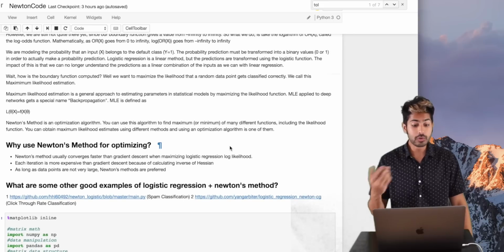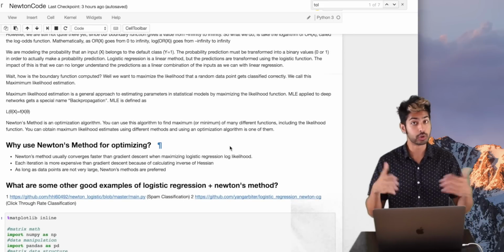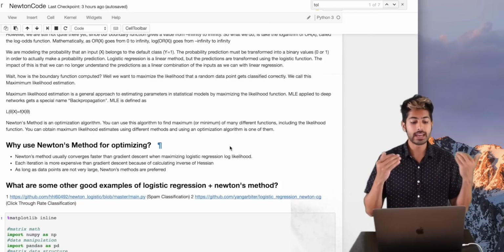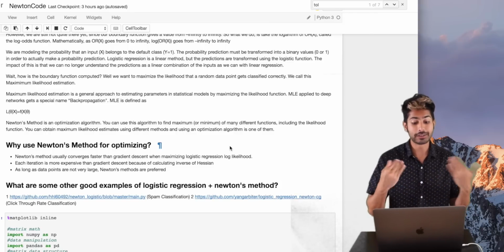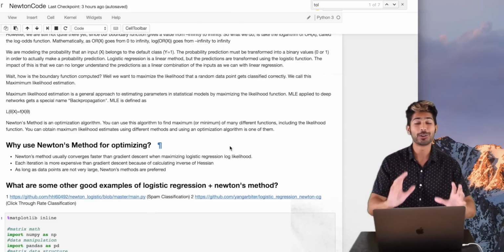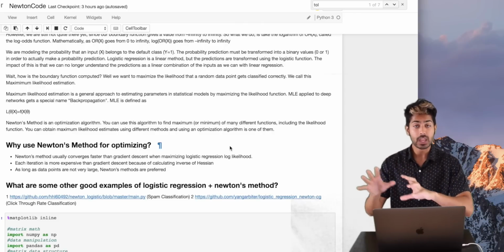Okay, so you can use this algorithm to find the maximum or minimum of many different functions, including the likelihood function. You can obtain maximum likelihood estimates using different methods, and using an optimization algorithm is one of them. Okay, so let's talk about the term maximum likelihood estimation.